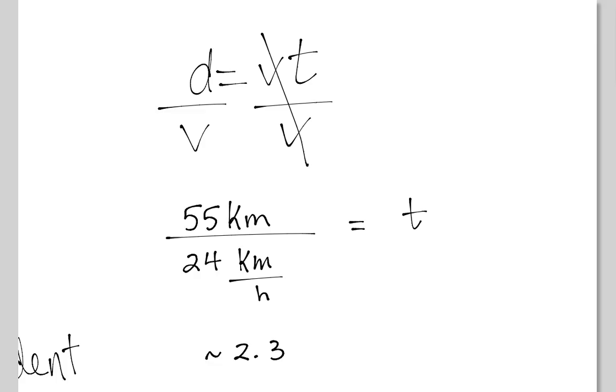But more importantly, the units. What happens to the kilometers? They cancel. But then look at this hours. What is happening there? It's a divide. What do you think a divide is? It's like a negative makes a positive. A divide makes a times. It's like it undoes itself. If you divide, this hours is going to actually sneak up to the top. So it's 2.3 hours.